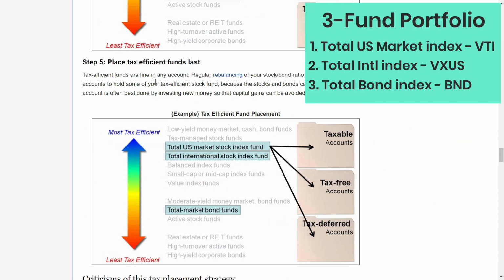And step number 3 is placing your most efficient fund into your taxable account. So your most efficient fund in this case is going to be the total US stock market. And what you want to do is put the total US stock market, or the VTI fund, into your taxable account because it's not going to generate a lot of tax events. Obviously, you can put all the total US stock market and total international market into your tax-deferred account.